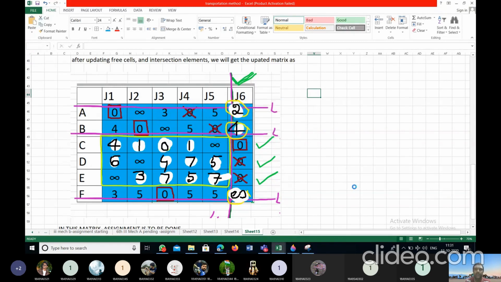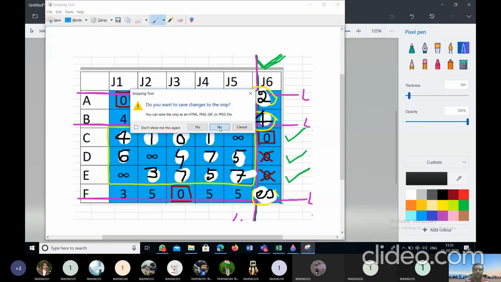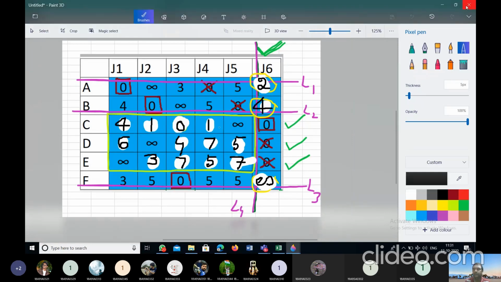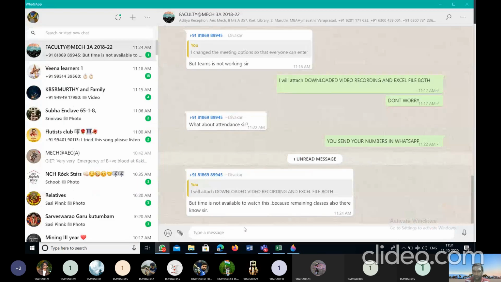Case. Okay, so I am just trying to give the full information only. Understood? So this is only the information. Okay.